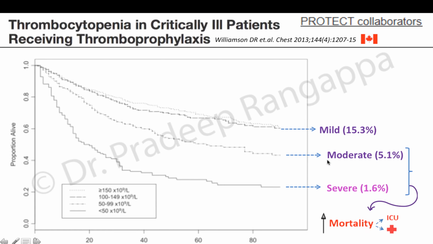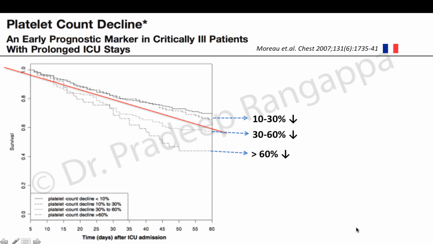And especially if you have mild thrombocytopenia, it is found to have no significant bearing. But if you have moderate and severe thrombocytopenia, it did have a bearing on increase in ICU and hospital mortality. So when you look at this particular study, which came from the French group, if you look at the survival rates, if the platelet count is a 10 to 30% drop, that is mild thrombocytopenia, even that had little bearing on reduced survival.